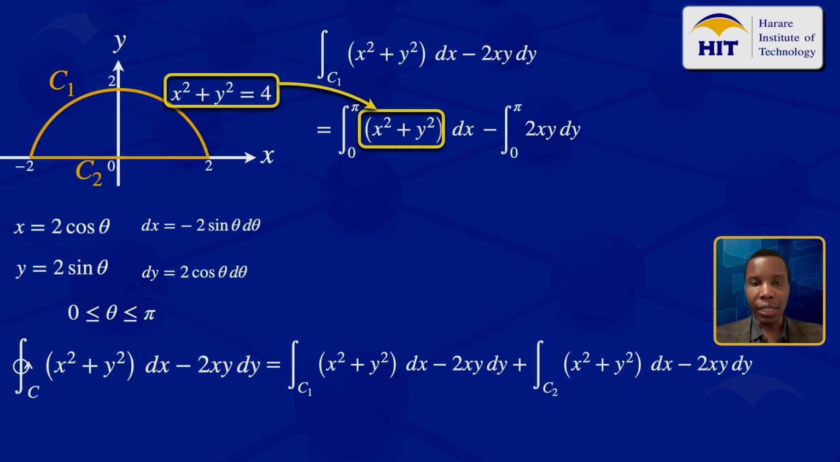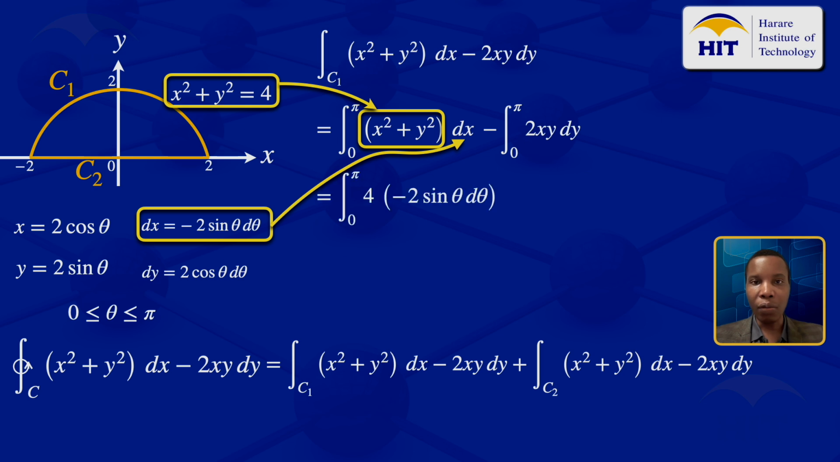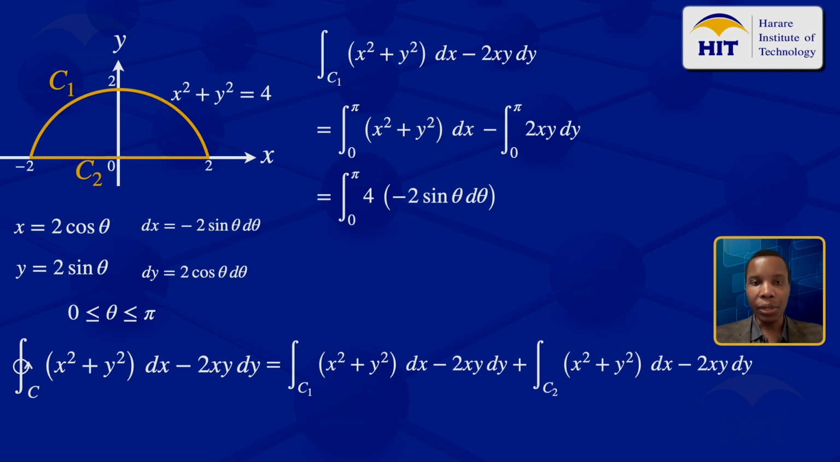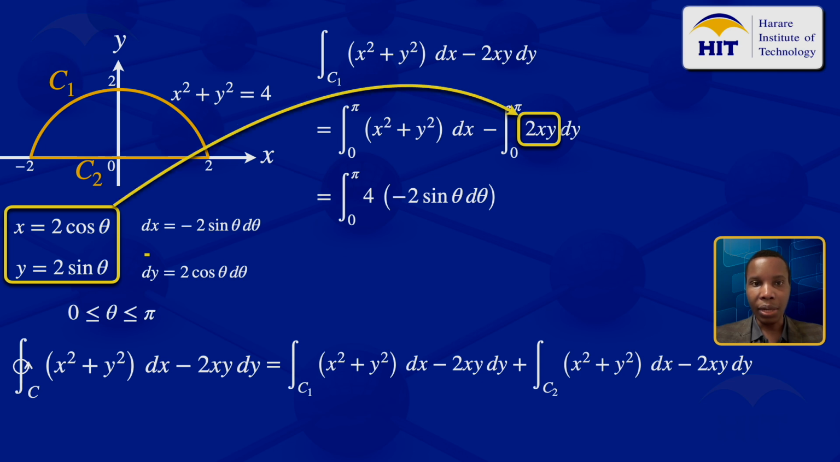For the dx, we have dx equals minus 2 sine theta d theta. So we substitute it here on this part, so that our integral becomes the integral from 0 to pi of 4 times minus 2 times sine theta d theta. Then we go on and look at the next part. We have x equals 2 cosine theta and y equals 2 sine theta, so we'll substitute them on this part here, and our dy is minus 2 cosine theta d theta. So we'll substitute it here.